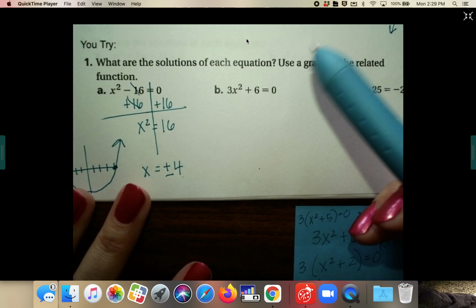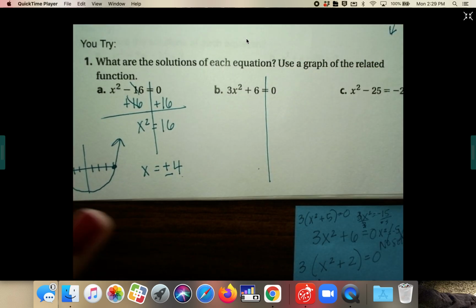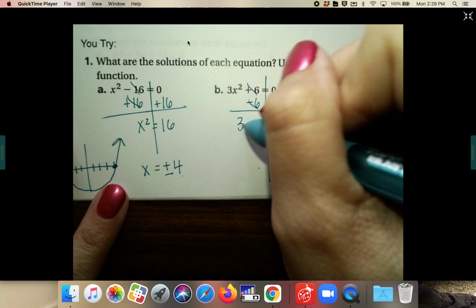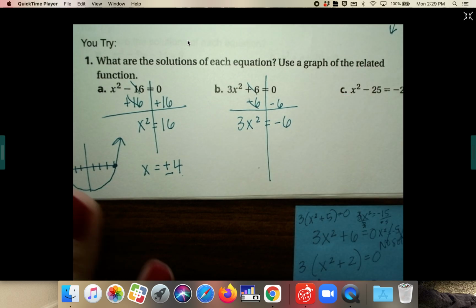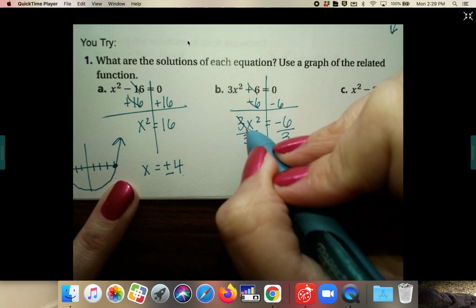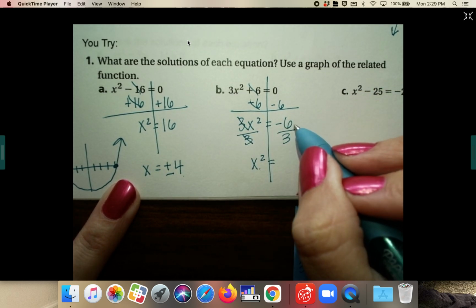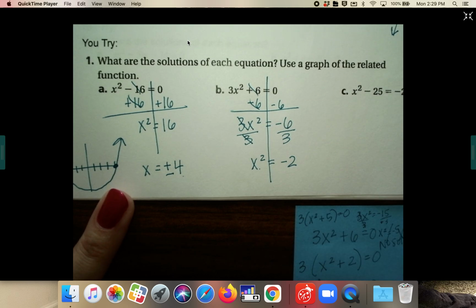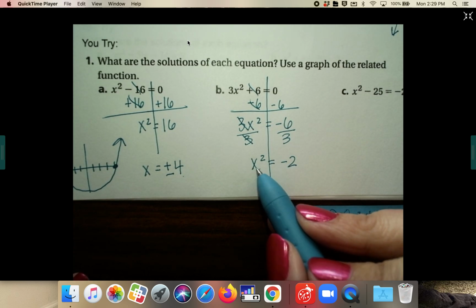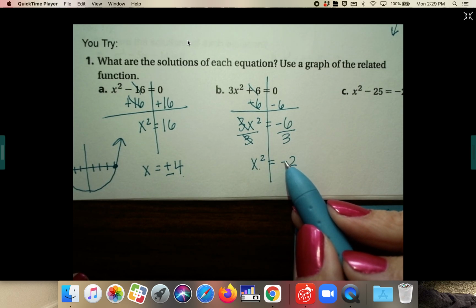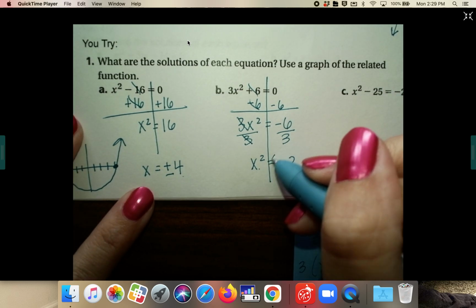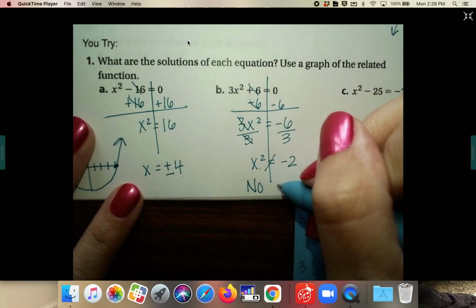Okay, let's solve this one. First thing you would want to do is subtract 6 on both sides. You have 3x squared equals negative 6. Keep going, divide both sides by 3. X squared equals negative 6 divided by 3 is negative 2. Stop. You cannot have an x squared equal to a negative number because any number times itself will always be positive. So as soon as you get it down to where x squared equals a negative something, it's not possible. So this one will have no solutions.